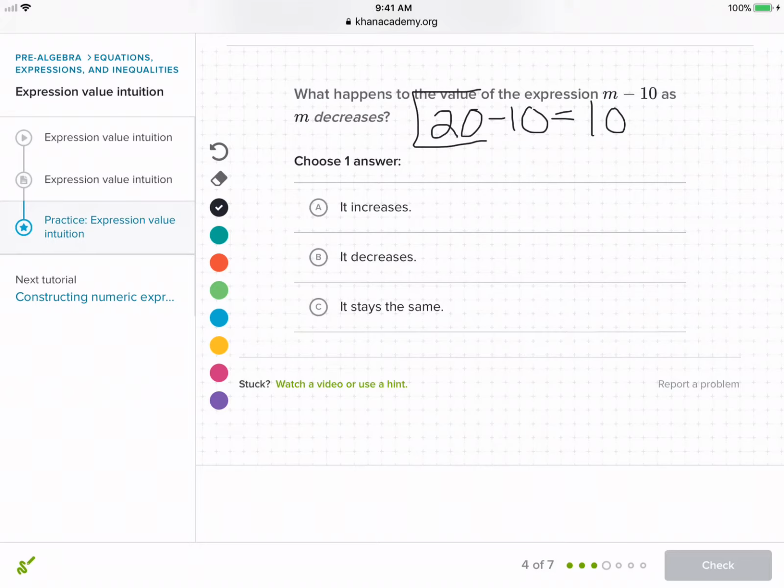So now this next time, I'm going to use a number that's smaller than 20, so let's use 15. So 15 minus 10 is 5. So what is happening to my answer here? I went from 10 to 5, so it decreases.